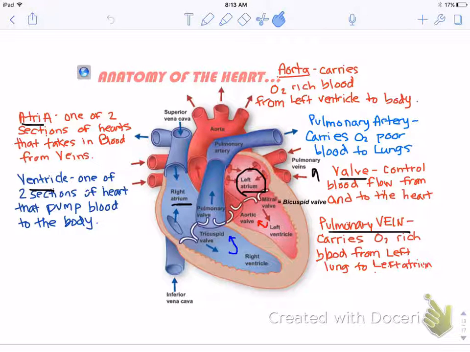Spend some time looking at the heart and trying to identify the different areas of the heart. The right atrium, the tricuspid valve, the right ventricle, pulmonary valve, pulmonary artery, lungs, pulmonary veins, left atrium, left ventricle, and then aorta.